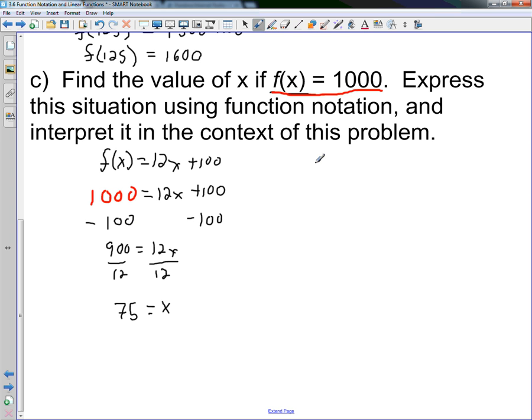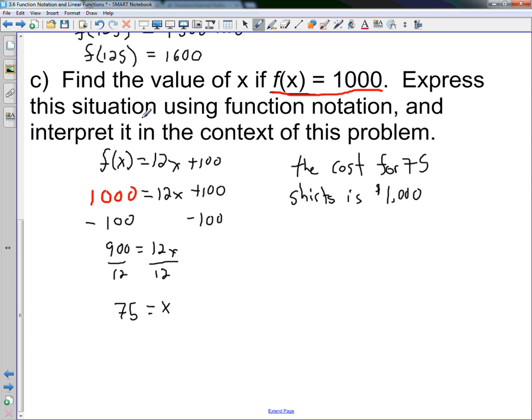So we have the cost for 75 shirts is $1,000. So you can see how you can use this function in both ways. If you have the total amount of money, you can figure out how many shirts you can get. If you know how many shirts you want, you can figure out the price.